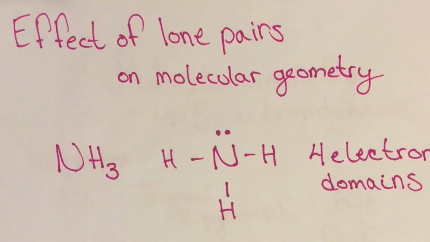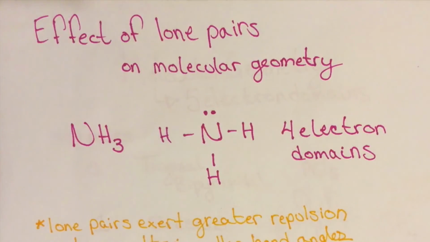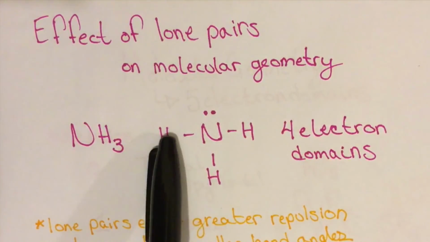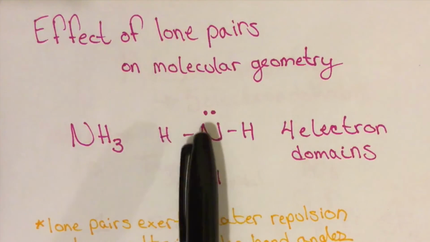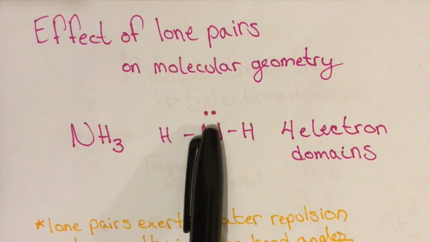In this video, we're going to talk about the effect of lone pairs on molecular geometry. I'm going to start with the example of ammonia. So ammonia is NH3. If I draw out Lewis's dot structure, ammonia has 4 electron domains. We have 3 bonding domains and 1 non-bonding domain. It's the non-bonding domain that we're concerned about today.